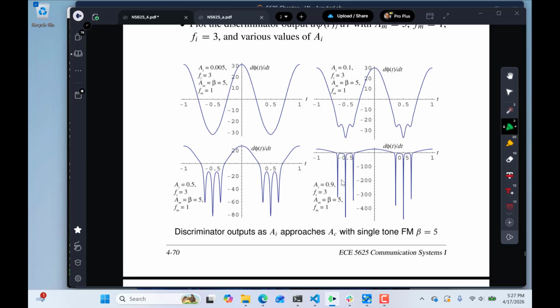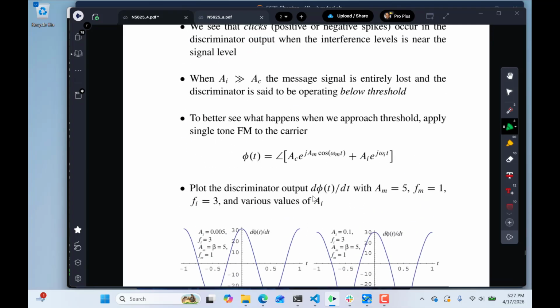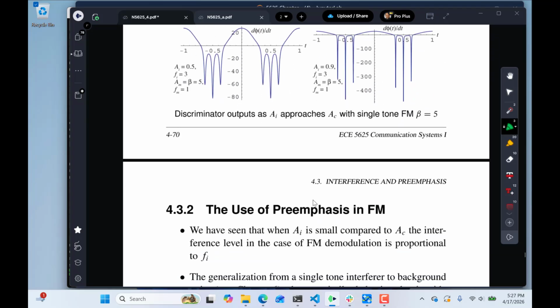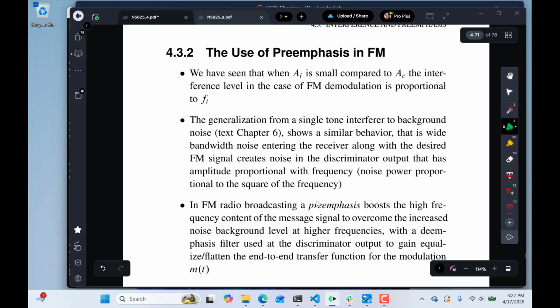I don't feel like I did a great job of talking about it, but if you have to deal with this, you may end up doing simulation just to understand what's going on. Obviously, you don't want to have the interference get very strong, otherwise you've got problems on your hands. So the next topic we'll move on to is the use of pre-emphasis, and part of the motivation for this comes from the jamming we were just looking at.